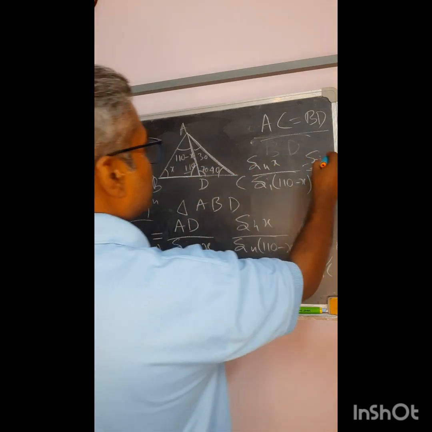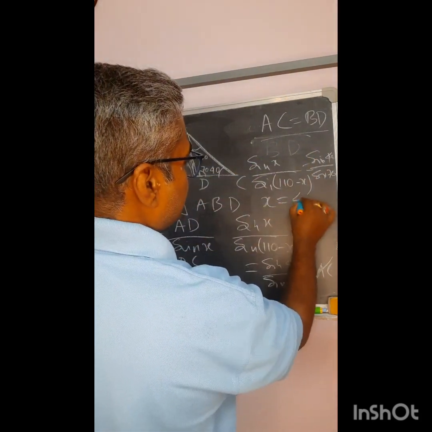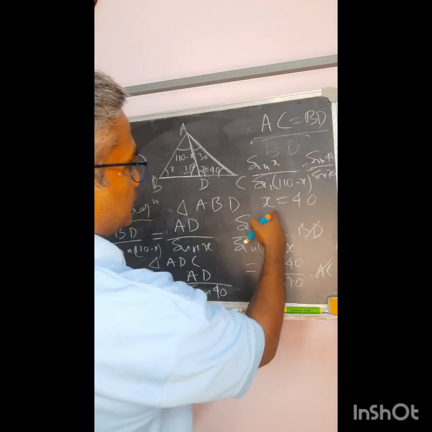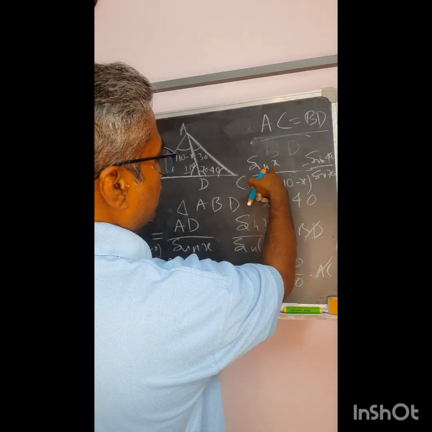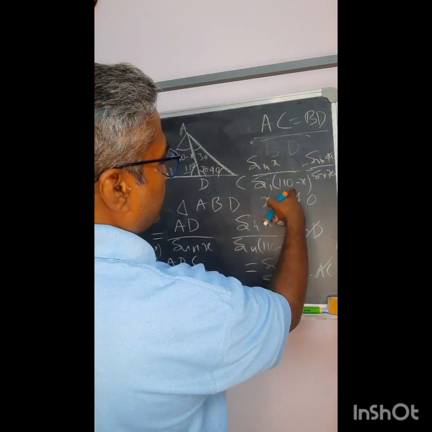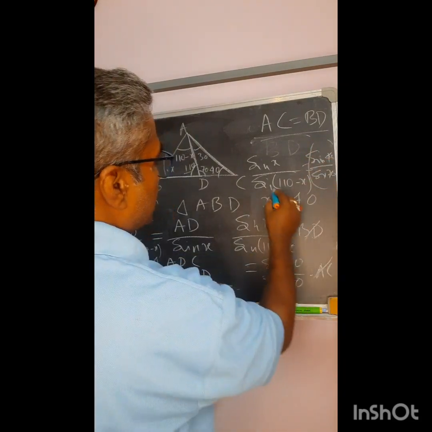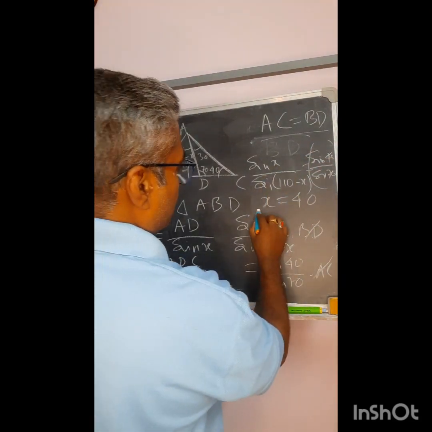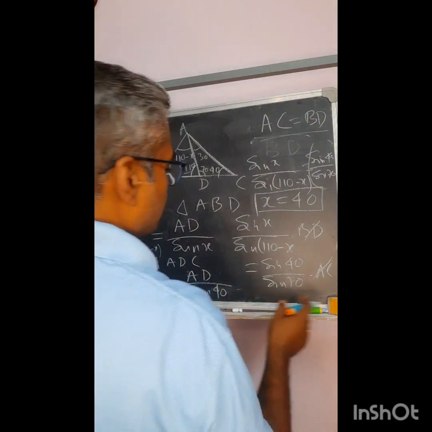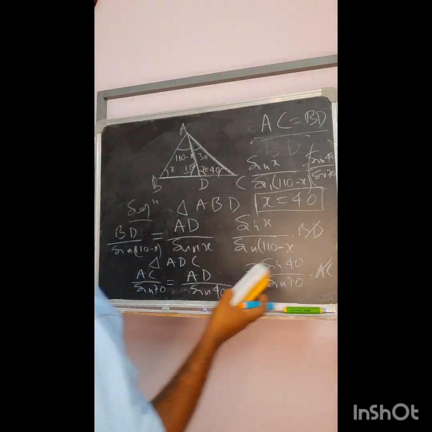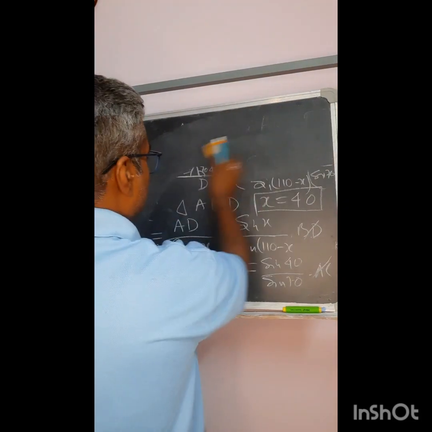Now you see, if I put the value x equal to 40, only then this ratio will come true, because then 110 minus x becomes 70. This ratio is a constant and x is a variable here. So the only value for which this equation is satisfied is x equal to 40. This way I can conclude that the value of x is 40. So this is your solution.